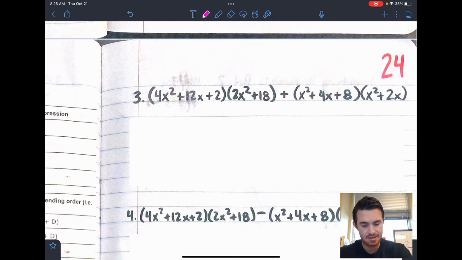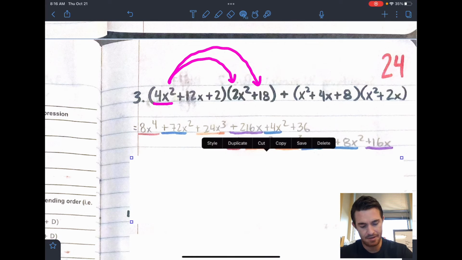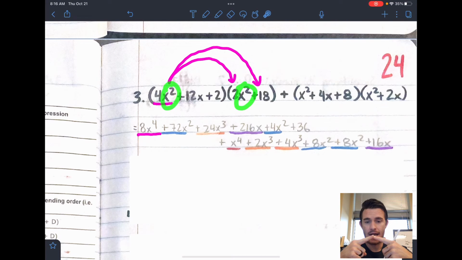So I'm going to take this 4x squared, and I'm going to multiply it by everything inside. If you do that, we're going to get a lot down here. I have 4x squared times 2x squared, which gives me 8x. Because we're multiplying an x squared and an x squared, we add up the exponents. So we have 2 groups here, 2 groups here. Add those together, that means we have 4 groups right there. So I have 8x to the 4th.